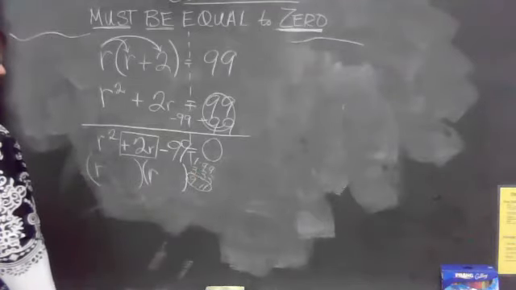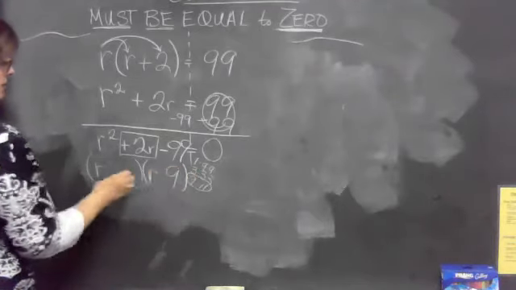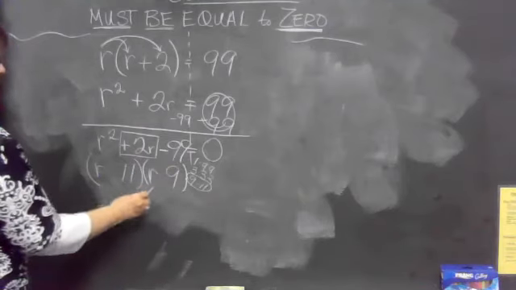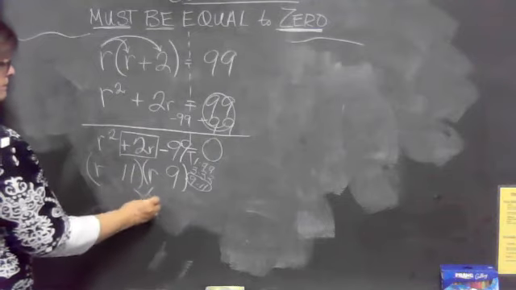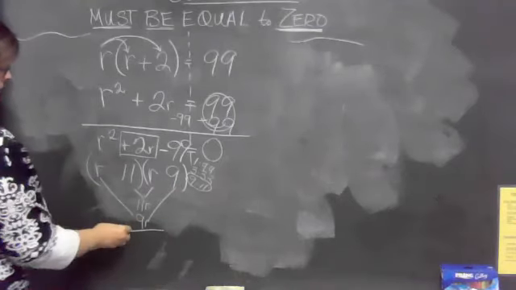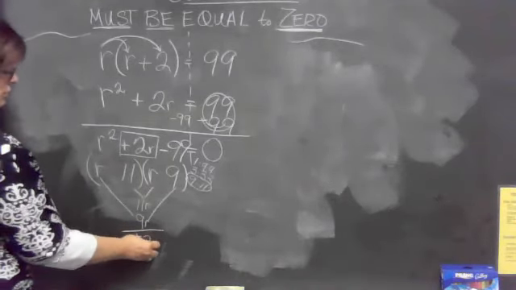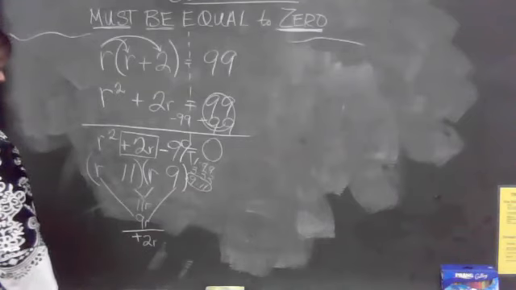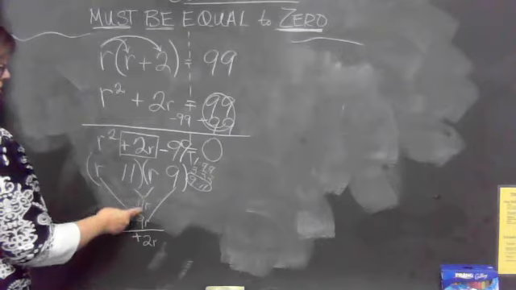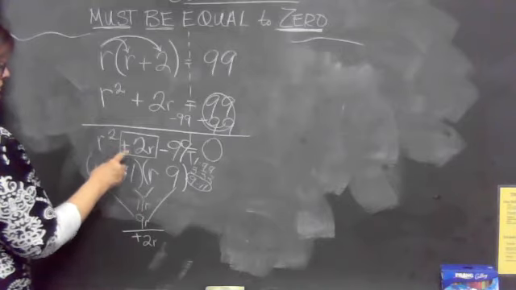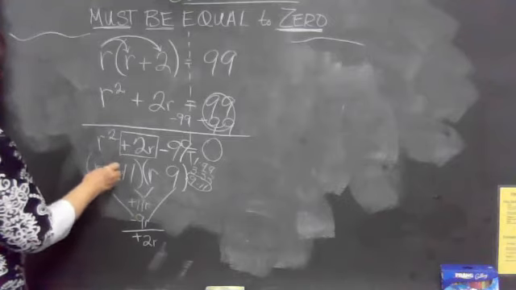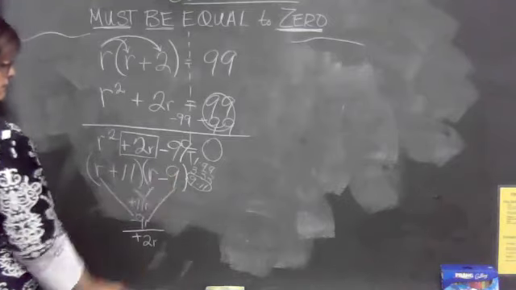9 and 11, if I subtract those, I can get 2. So I'm going to use 9 and 11. This is good practice on your factoring. This is 11R. This is 9R. I need a positive 2R. So the way I'm going to get that, I have to subtract these. If I'm going to subtract them, I need my largest one to be positive. So the 11 is going to be positive. The 9 is going to be negative.